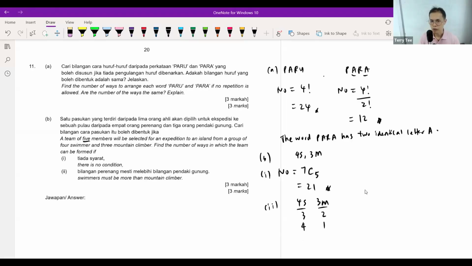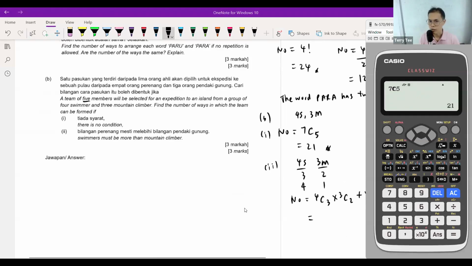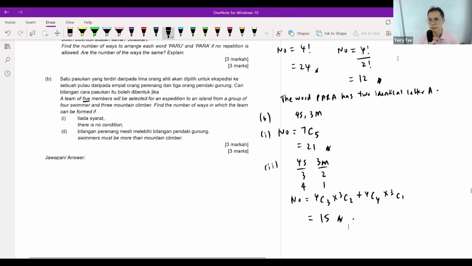So the number of ways, let me just write over here. Number of ways will be: 4 swimmers, I choose any 3; 3 mountain climbers, I choose 2; 4 swimmers, I choose 4; 3 mountain climbers, I choose 1. So with that, we use our calculator. 4C3 is actually 4. I'm just going to type it out for you: 4C3 times 3C2. 3C2 is also 3. Then 4C4 is actually 1. If you choose all, it's only one way. And 3C1 is also 3. Answer is 15.